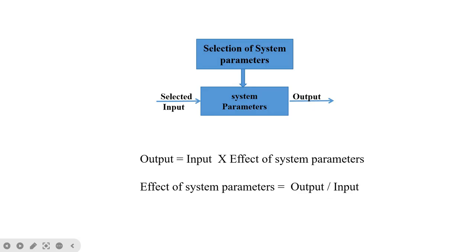So mathematically, such a function explaining the effect of the system parameters on input to produce the output is called the transfer function. And due to the own characteristics of the system parameters, the input gets transferred onto the output once it is applied to the system. And this is the concept of transfer function.